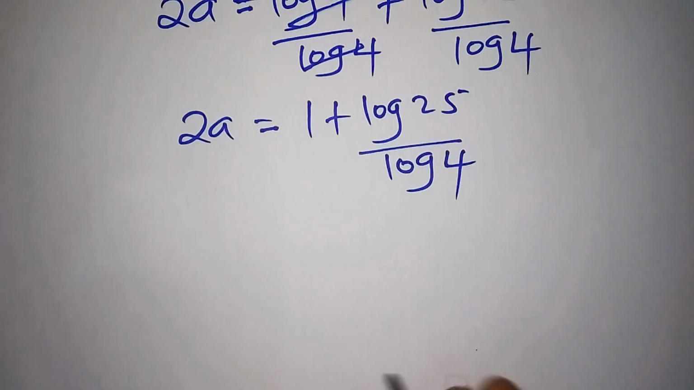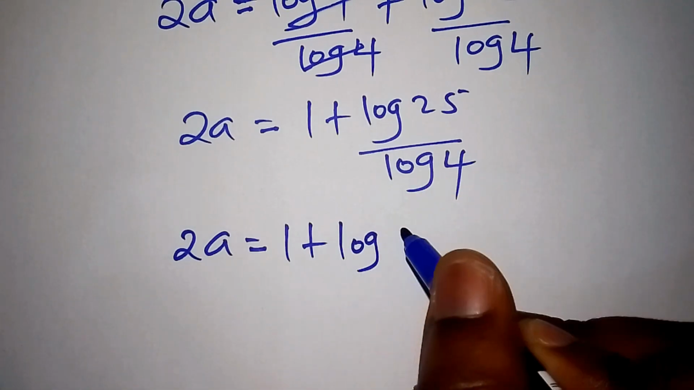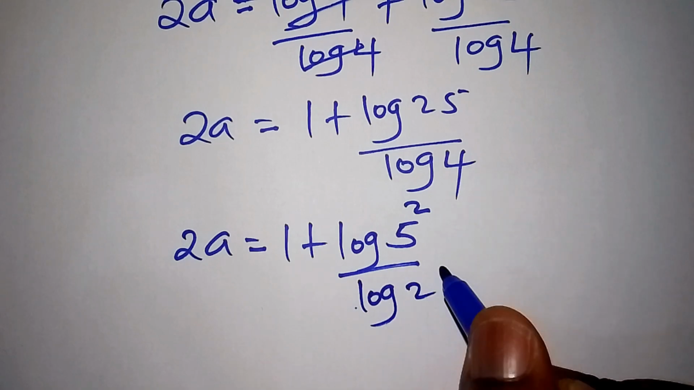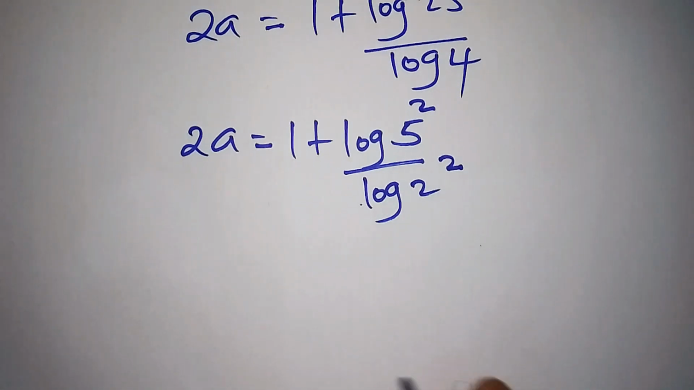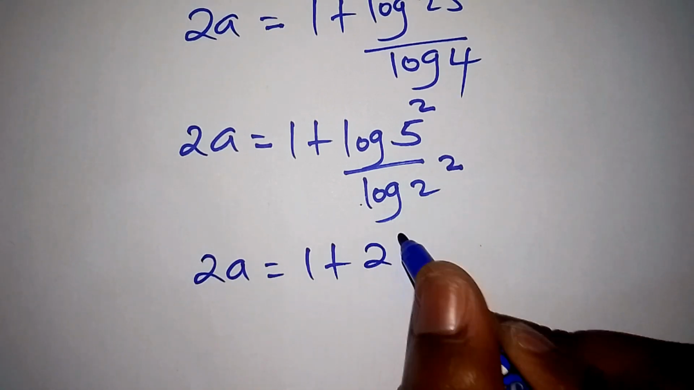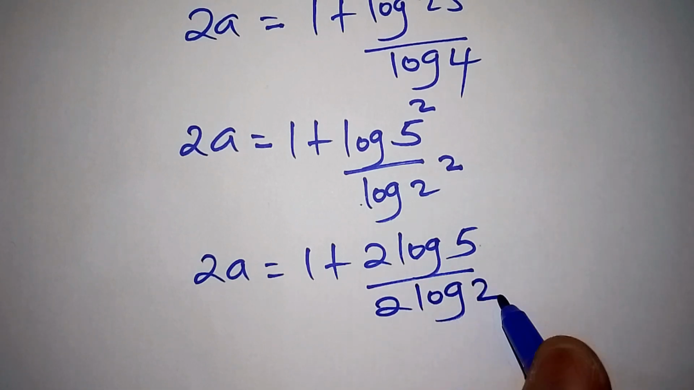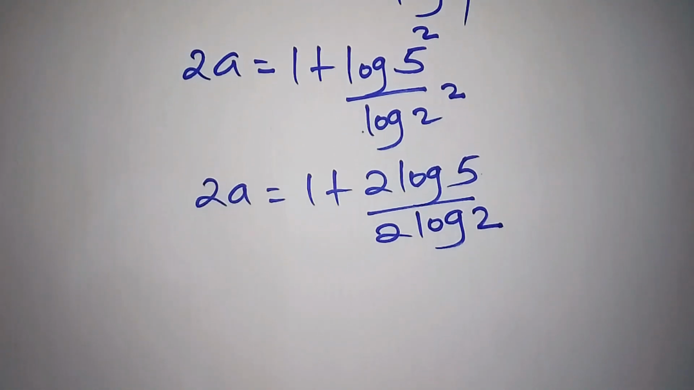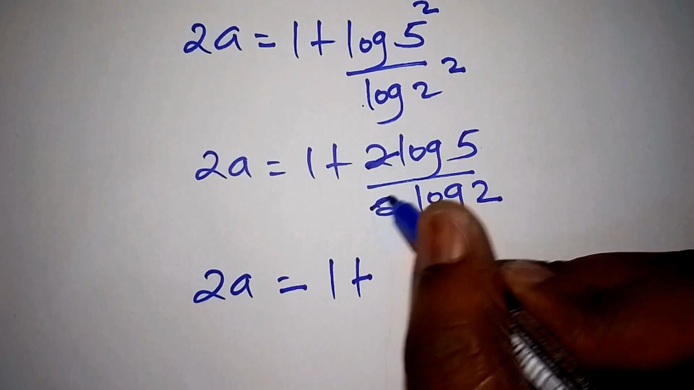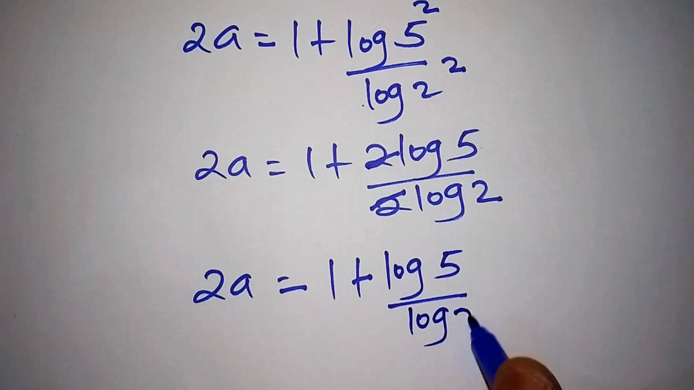So here 2a is equal to 1 plus the log of 25, which can also be written as the log of 5 to the power of 2, all over the log of 4, which can also be written as the log of 2 to the power of 2. So that is to mean that our 2a is equal to 1 plus 2 the log of 5 all over 2 the log of 2. So 2a is equal to 1 plus, the 2 and 2 shall cancel. So now we shall have the log of 5 all over the log of 2.